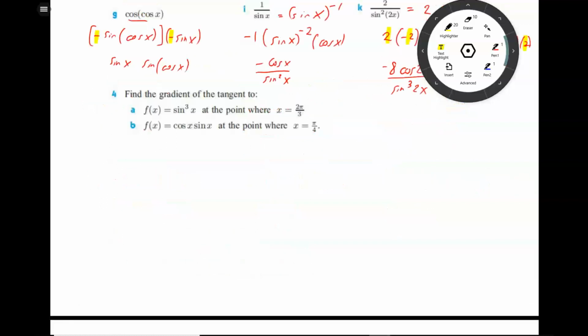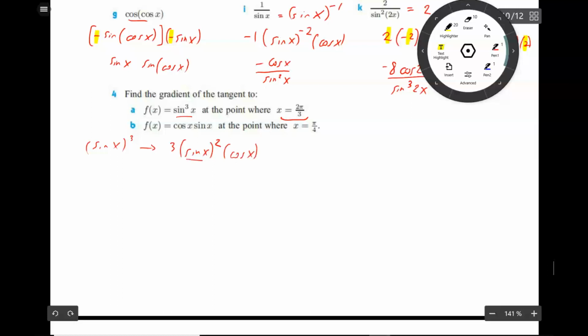Last couple. 4a. We're going to find the derivative of this, and then we're going to find the derivative at a specific point, x equals 2 pi over 3. Ah, yes, unit circle. So the derivative of sine cubed x, this is actually the same as sine x cubed, right? So if we take the derivative of this, we get 3 sine x squared. And then we take the derivative of what's inside, so that would be times cosine x.